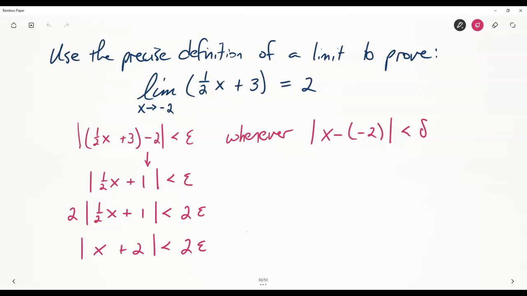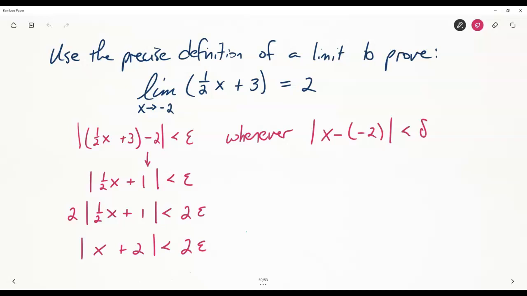But if I'm going to balance this inequality, I have to do the same thing to both sides. So if I'm going to multiply this left-hand side by 2, I have to multiply the right-hand side by 2 as well. Now, one of our rules of absolute value says that if you're multiplying absolute value by a positive number, you can pull that positive number into the absolute value and multiply it by whatever is already here. And if I do that, this becomes absolute value of x plus 2 is less than 2 epsilon.